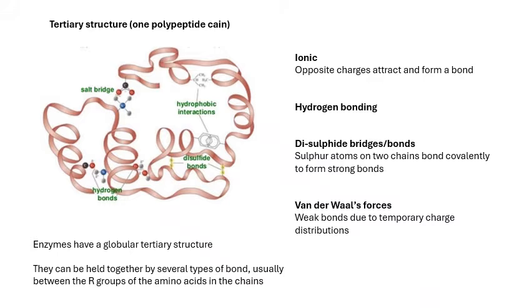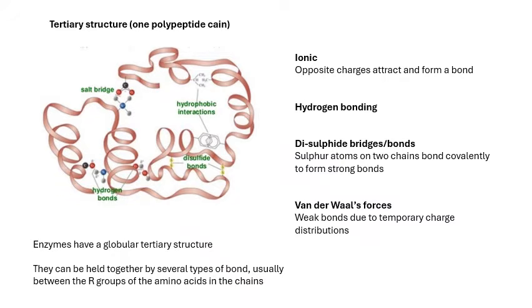There's ionic bonds where opposite charges form a bond. On the diagram you see this salt bridge there. There's lots of hydrogen bonding going on all over the place. There are these things called disulfide bridges. Yes, and this is where you've got 2 sulfur atoms on 2 different parts of the chain bond covalently, and that forms a very, very strong bond. That's a disulfide bond. And then you've got this weak type of bonding called van der Waals or London forces. Very weak bondings due to temporary charge distributions.